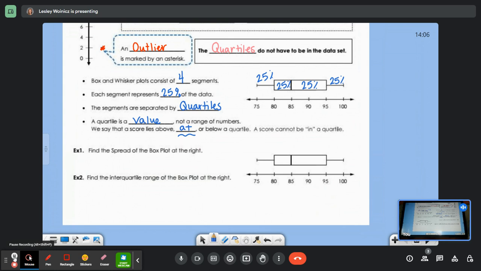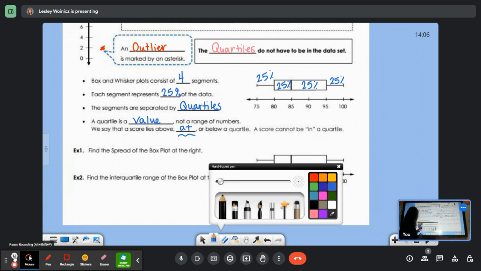We are going to find the spread of the box plot at the right. Can anybody remember what spread means? What's the synonym for spread? Separate. No. So you're thinking of a different use for spread. I'm thinking of like jelly, like disease or cheese. No, we're not talking about the spread of disease.